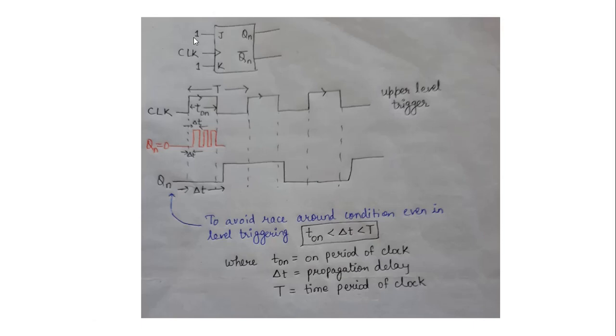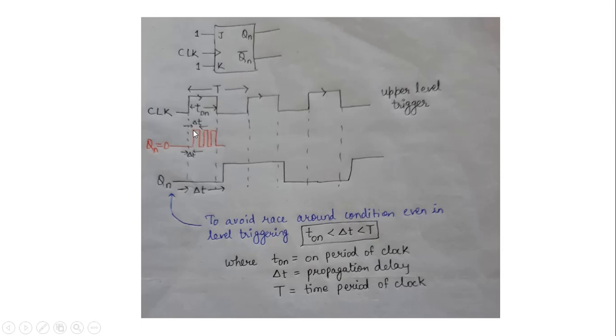So look at this, JK is 1 and we are applying positive level triggering. This is the clock. Initially we take the output as 0. When the clock goes from 0 to 1, it is enabled, so it should toggle at this point, but because of this delay, this delta t, it will toggle after delta t, because it has the propagation delay.